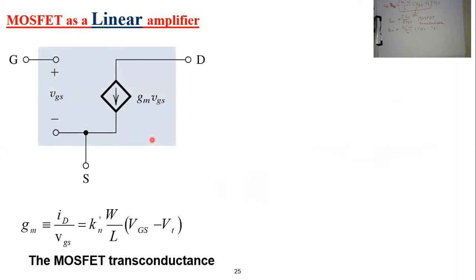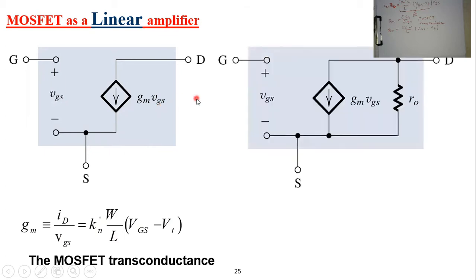As you can see, GM is a DC term. It's Kn dash W over L times VGS minus V threshold. So whenever you start the AC analysis, you first have to calculate this GM and insert it in this equation. Now you can calculate your AC current, knowing that the AC current equals GM times the VGS of the AC source. And again, if you remember, we can modify the model to be like that whenever we have what's called the output resistance of a MOSFET, which is due to this slope.